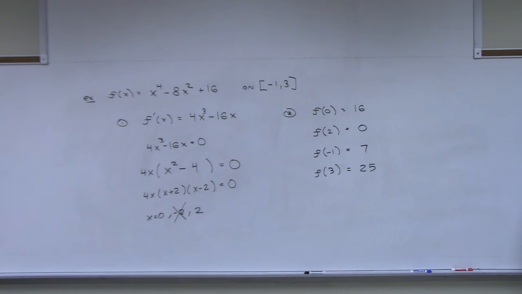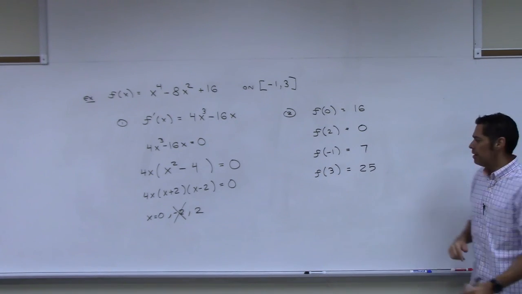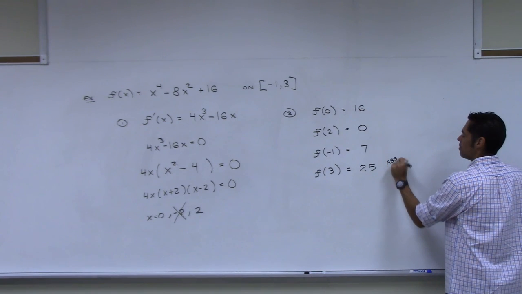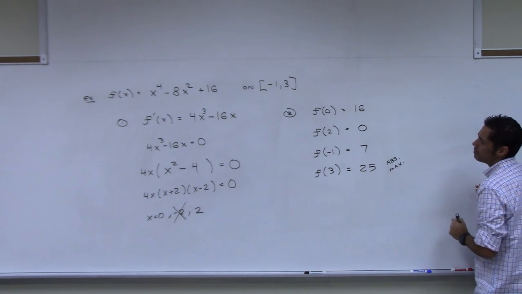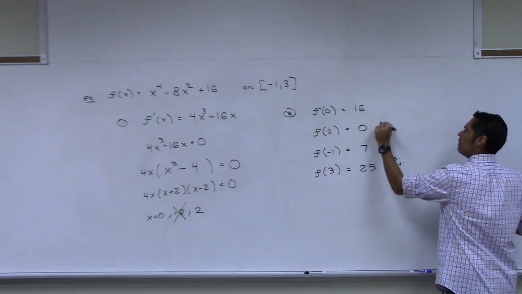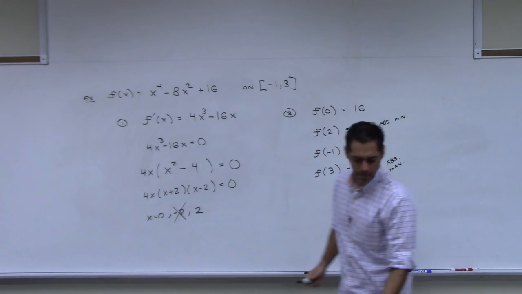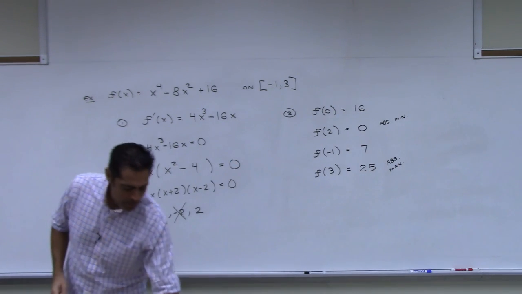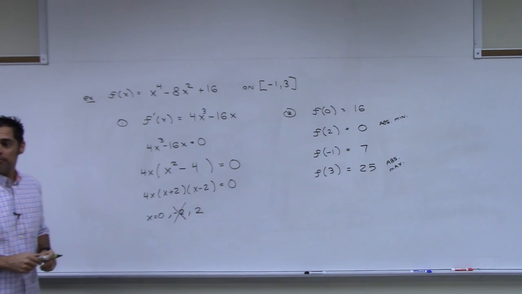What is the absolute maximum? 25. Where does it happen? At 3, right? Okay. And that happens to be an endpoint. That doesn't matter, but this is your absolute max. And then your absolute minimum is 0, right? Absolute minimum. Pretty straightforward? Okay.